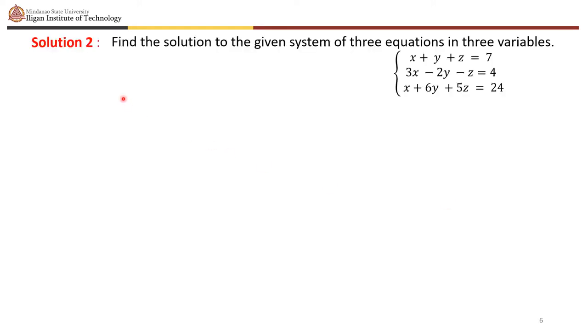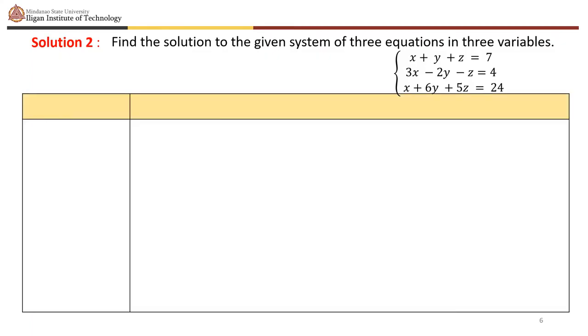Our next problem is to find the solution to the given system of equations in three variables. x plus y plus z is equal to 7, 3x minus 2y minus z is equal to 4, and x plus 6y plus 5z is equal to 24. So for our solution, the following steps.